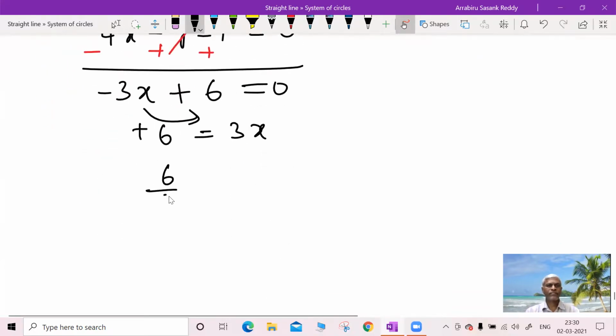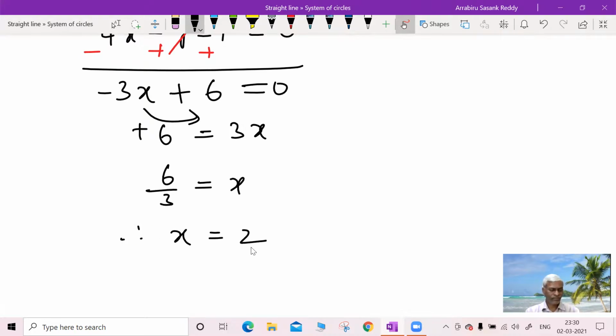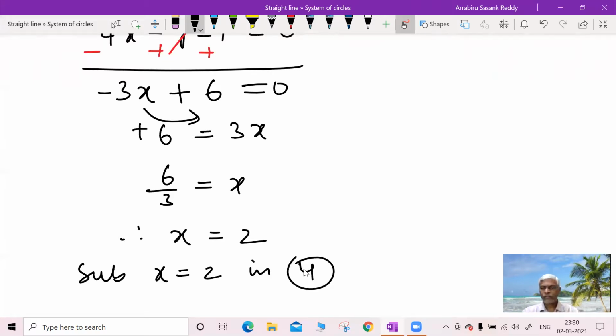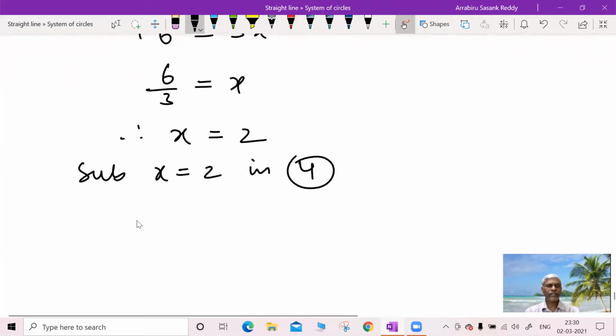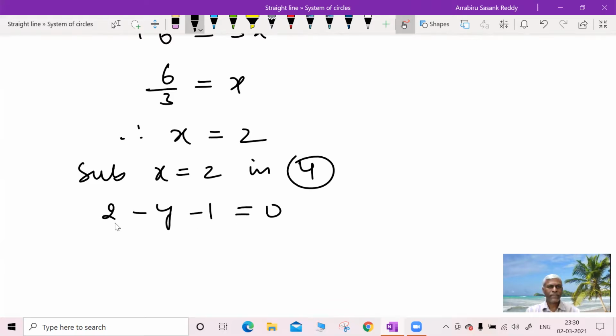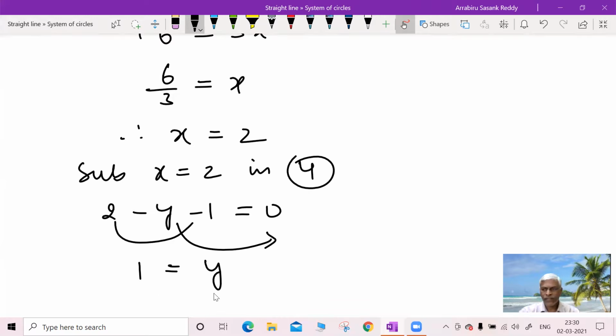So x value is 2. Now substituting x is equal to 2 in the fourth equation, that is x minus y minus 1 is equal to 0. So 2 minus y minus 1 is equal to 0, so 2 minus 1, 1 is equal to y. So y value is 1.